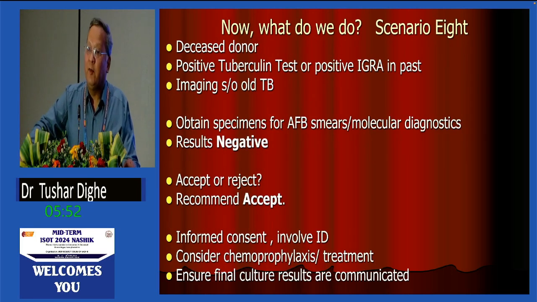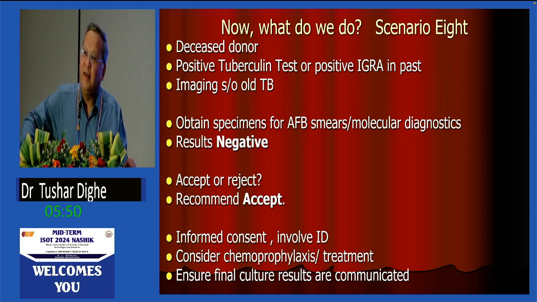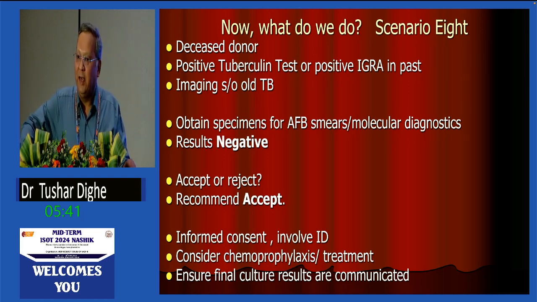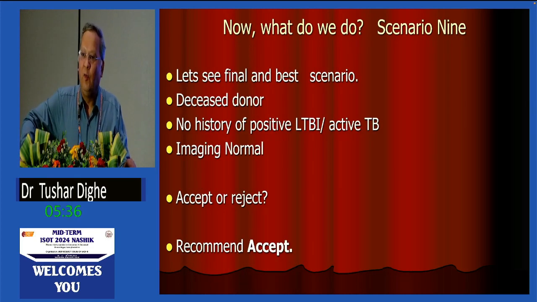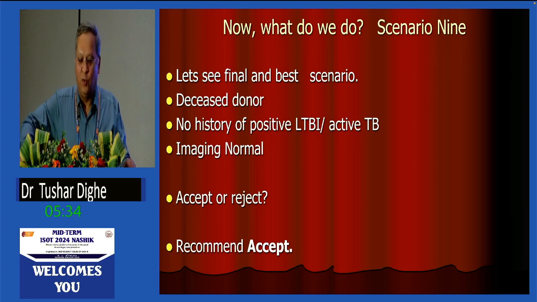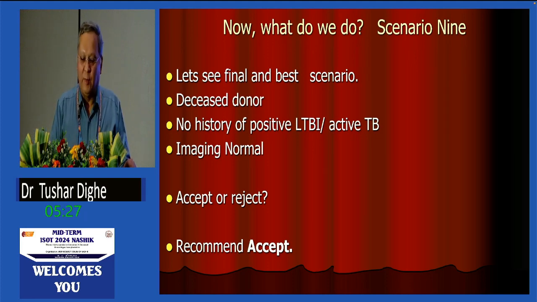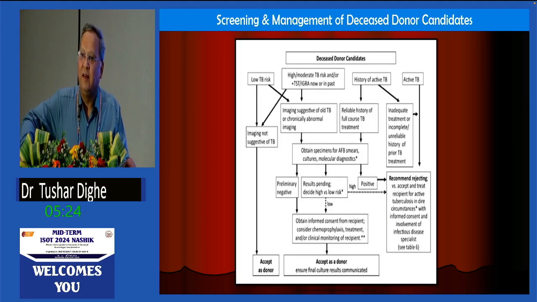Now we have a positive IGRA in the past or a positive tuberculin test in the past. Here also, or if the imaging has old tuberculosis, then we will get the molecular diagnostic testing, and if they are negative, we'll go ahead with it. And then the last one, where there is nothing clear-cut, there's no history of positive tuberculosis, no latent tuberculosis. This is what we all like to have, and we will accept these organs. So this is the algorithm which I have tried to explain in the form of a few case scenarios separately earlier.